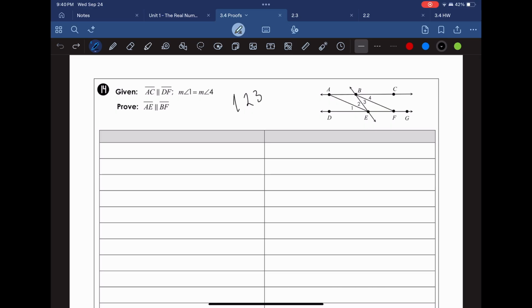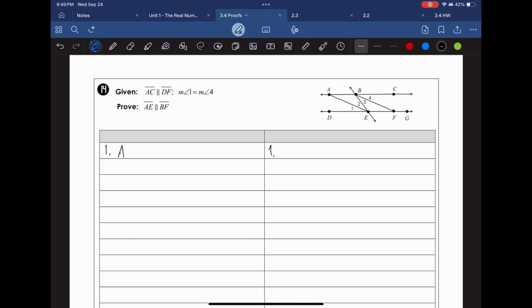Okay. Hi, everyone. Today we're going to be talking about the last two problems in our little packet full of angle proofs, really. And remember, always, you should start with the given statements, right?